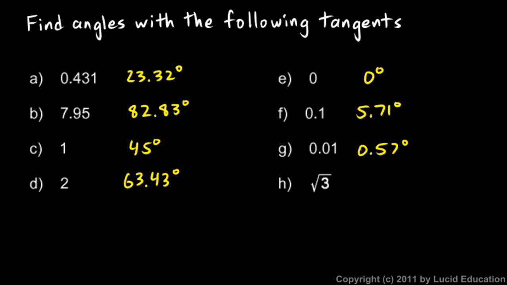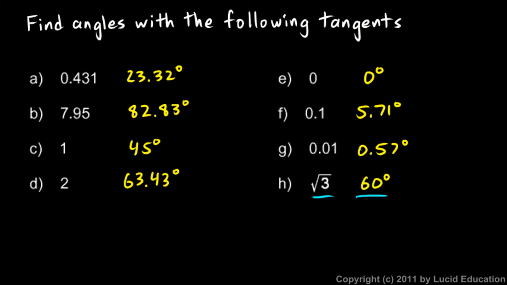And that might ring a bell to you. When we were talking about 30, 60, 90 triangles, the tangents of particular angles, we found that the tangent of a 60-degree angle was always the square root of 3. So the inverse tangent of the square root of 3 is always 60 degrees. This is an example of one that you can do without a calculator.